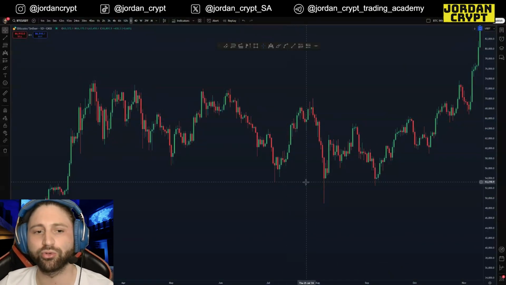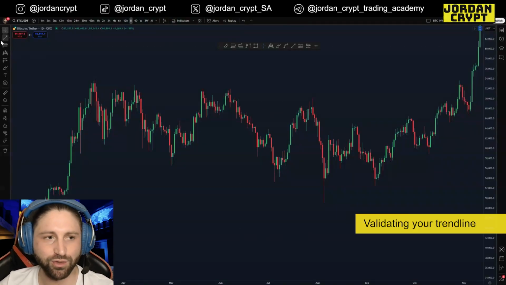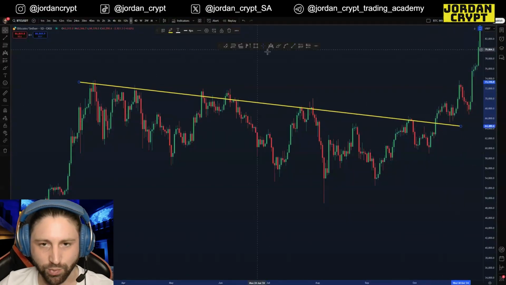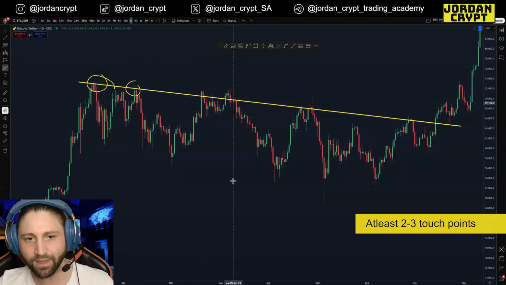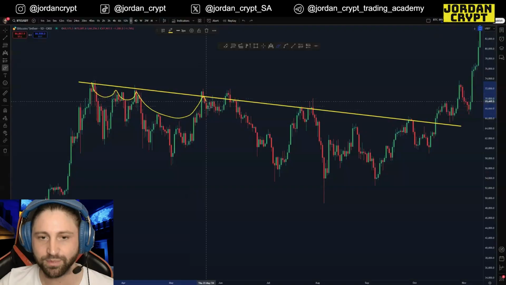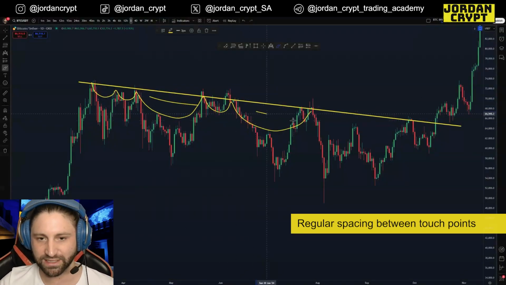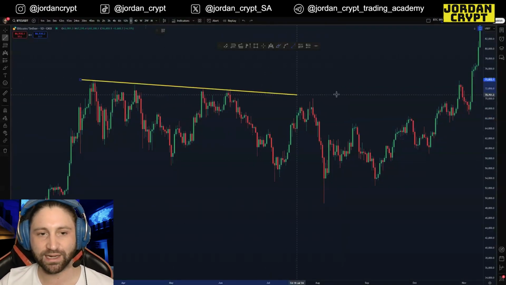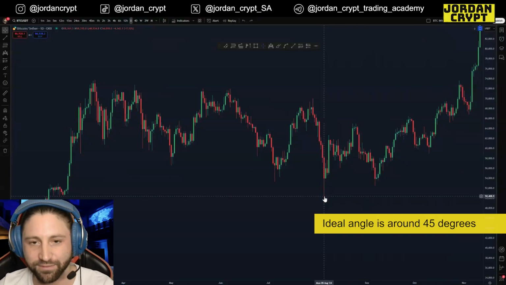Once you have drawn your trend line, you want to validate it. To validate it, first you want to see, are there at least 2 to 3 touch points? Try to get more than 3 touch points. Very important is that there is a decent amount of space between these touch points, and try to look for regularly spaced gaps. Also, try to look for trend lines that are not too steep. Ideally, you want them to be around 45 degrees.